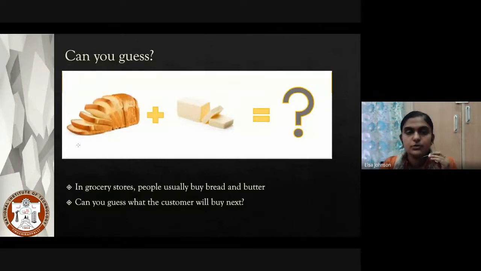Like when you go to a grocery store for breakfast, people usually buy bread and butter. So what can you guess the customer will buy next? Can you put in the chat window what you think the customer will buy next? I'm looking to see if you have the answer. Okay, yeah, any other answer? I have got one answer.